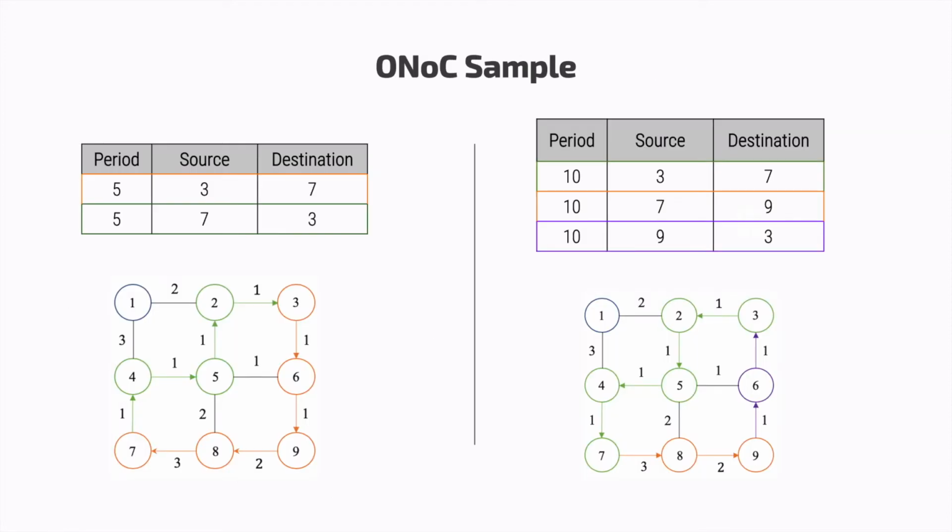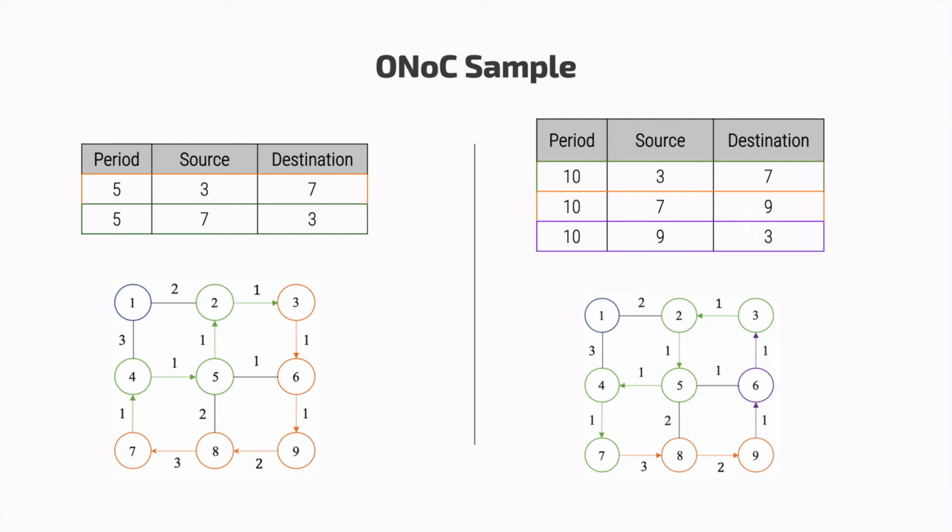The ILP model is able to generate the lowest cost path for the optical network on chip while avoiding contention for different time periods. Here are two examples of routing for a 3x3 optical network on chip. For period 5, there is a request of data from node 3 to node 7 and a request of data from node 7 to node 3.